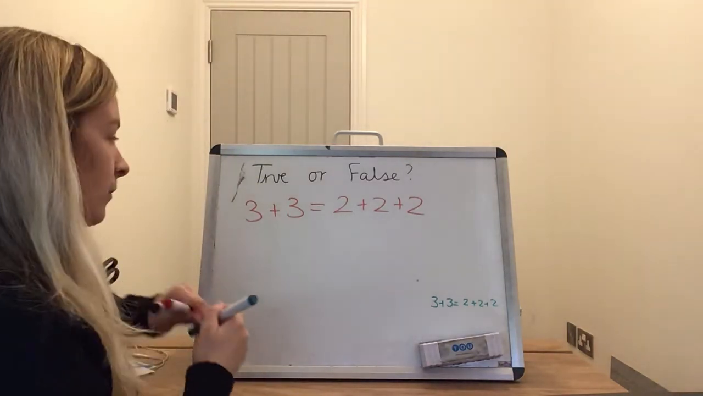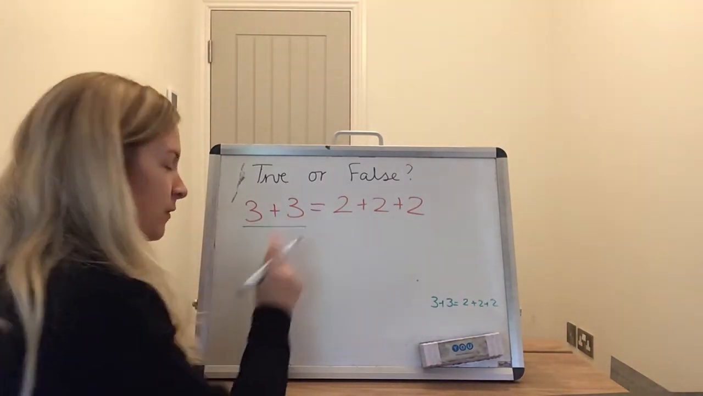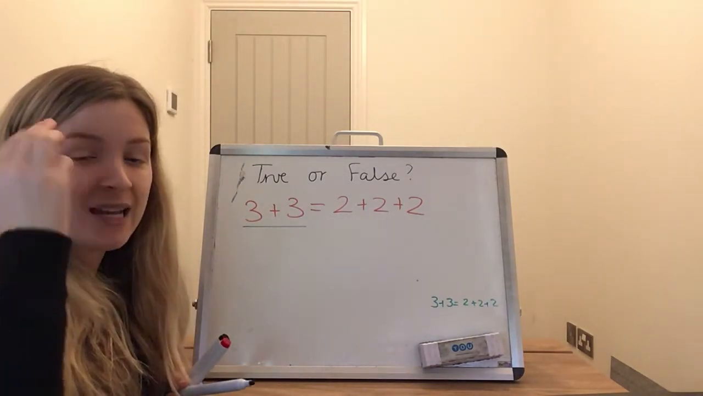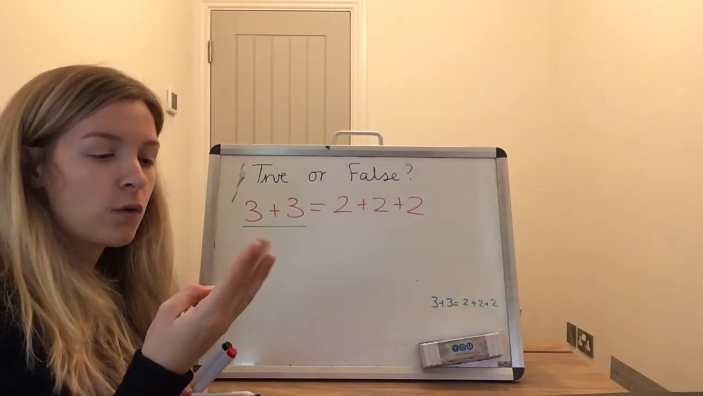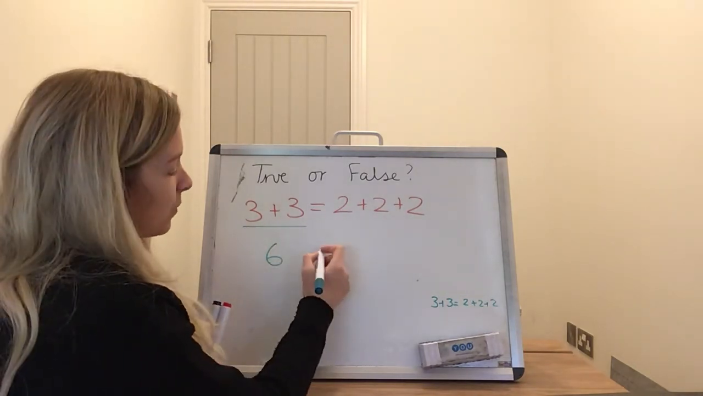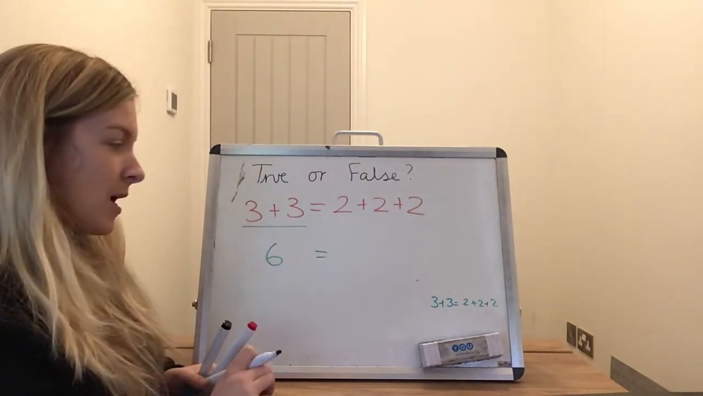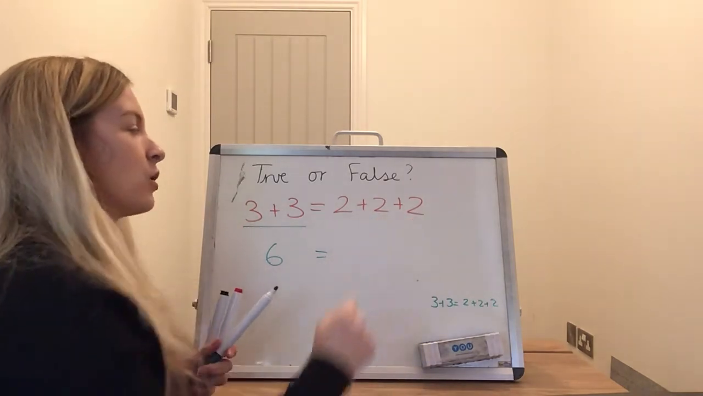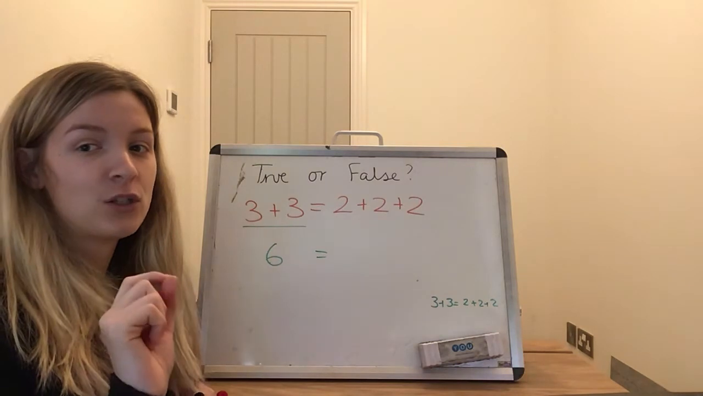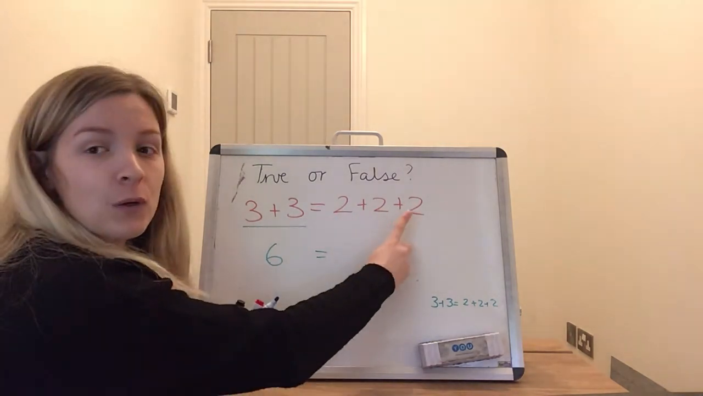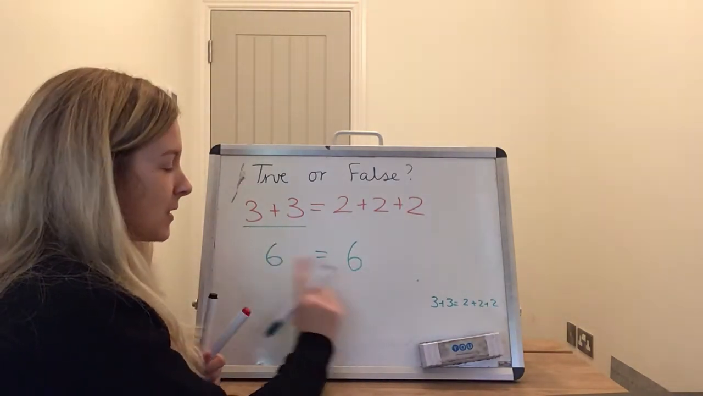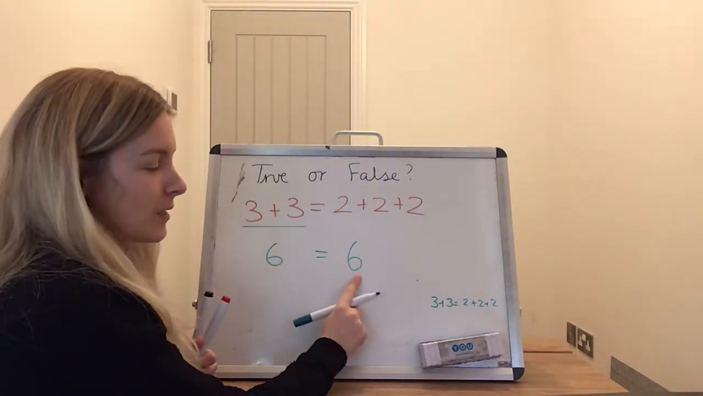So, three and three, first of all. What is three and three, or double three? Three in your head, count on: three, four, five, six. Six. Then we have our equal sign. Six is the same as two and two and two. We could count in twos here. We know how to do that. Two, four, six. Six is the same as six, or six is equal to six.